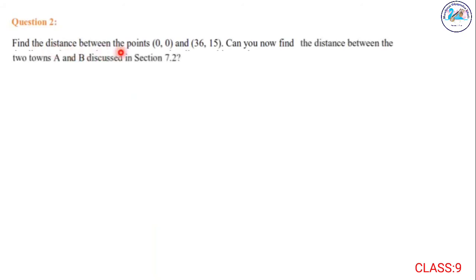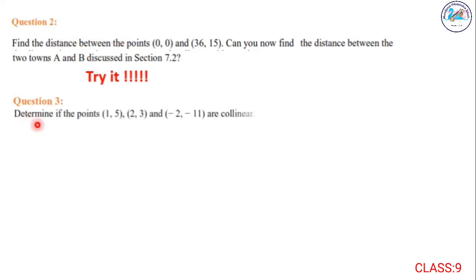Find the distance between the points (0, 0) and (36, 15). Can you find the distance between the two towns A and B discussed in section 7.2? Now you have learned how to use the distance formula in the case of two points. So you have to try this question at home as homework.